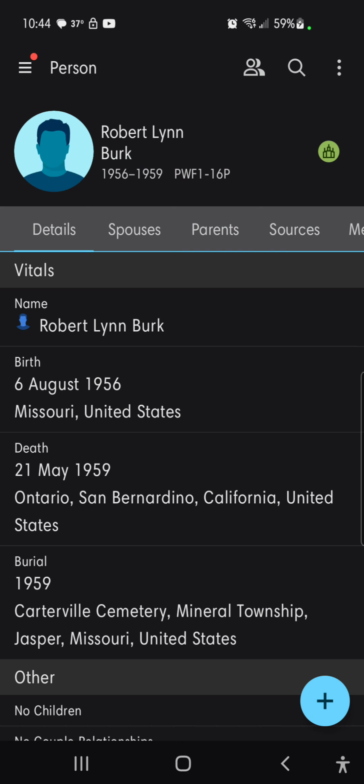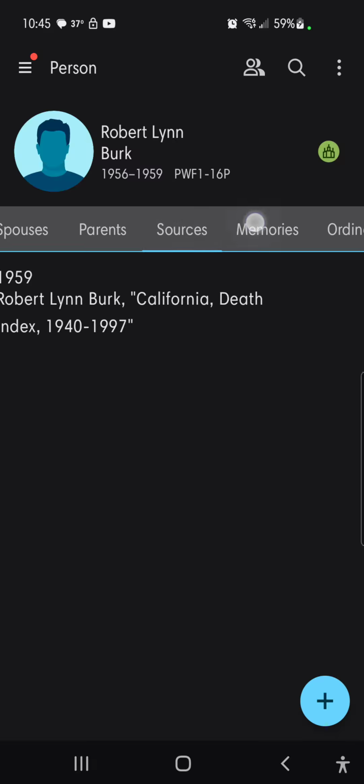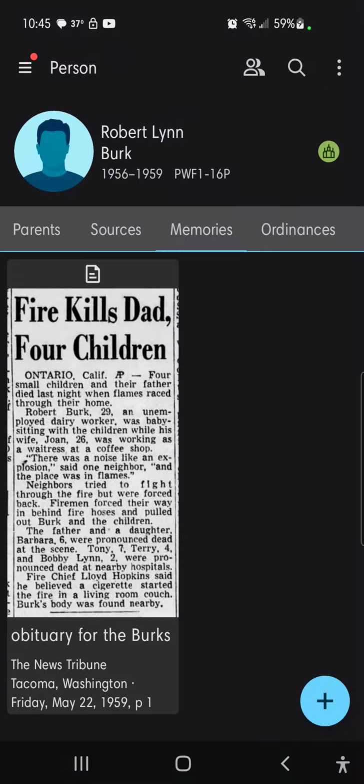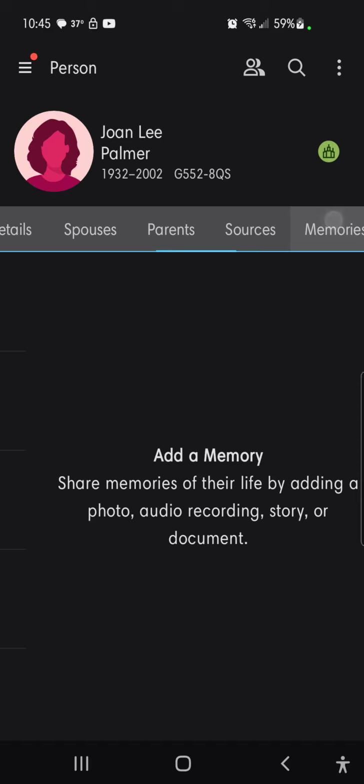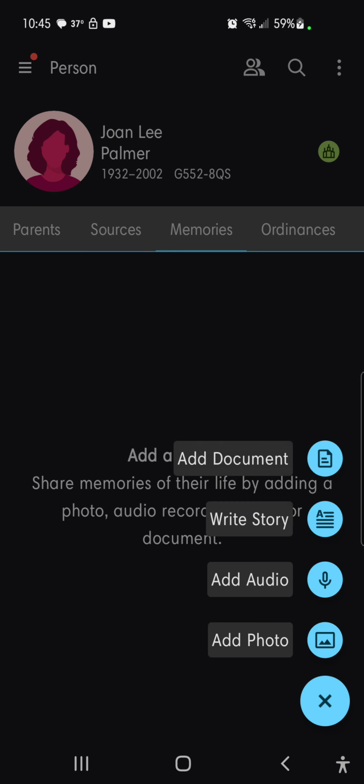You never want to leave a family behind or an individual behind until you've figured out everything about them, you've added all possible sources, and if necessary, memories. Now, the memories, I added it to all of the children as well. I will add it to Joan because she is mentioned in it. And the way that I do that is very simple. Here's Joan Lee Palmer. I go to Memories, I go to Add.